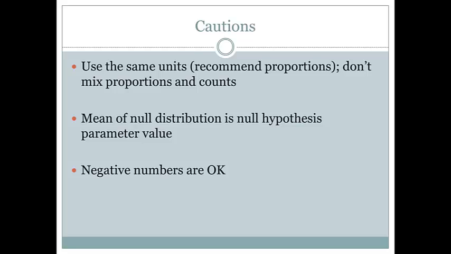Second, when you're finding the mean of the null distribution, you can simply use the null hypothesis parameter value. And finally, negative numbers are okay. Negative standardized statistics simply tell you that you're on the left side of the mean of the null distribution instead of the right.